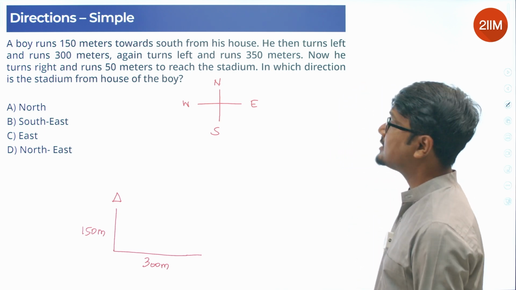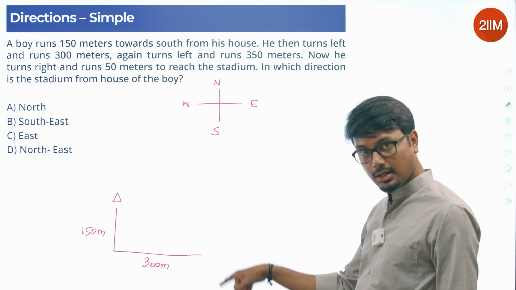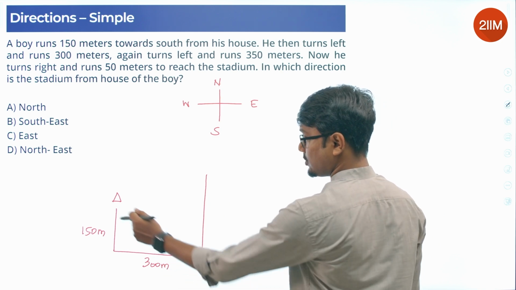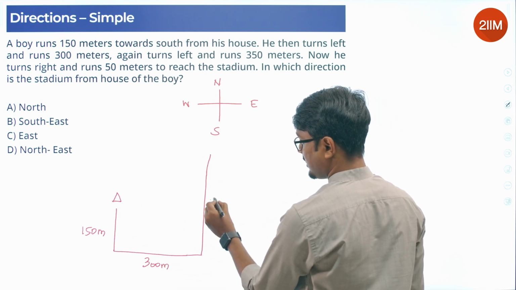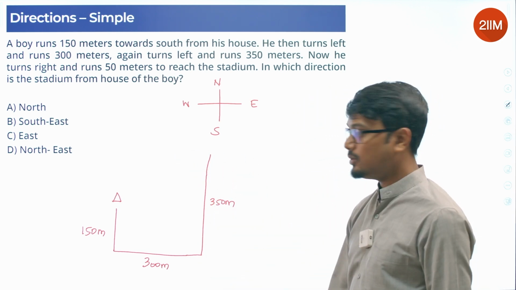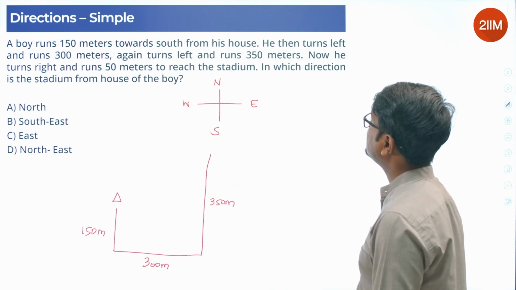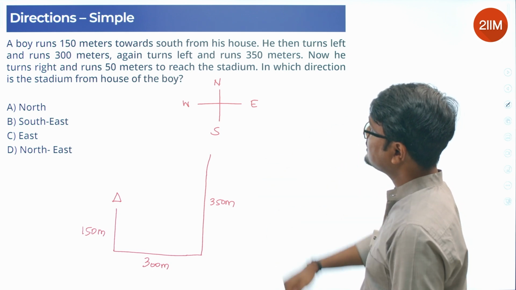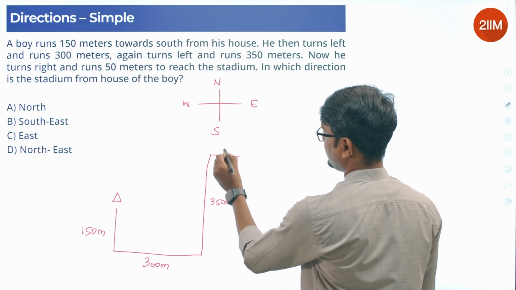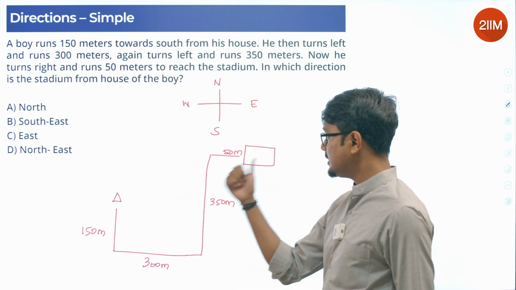Again he turns left. So this will be left, this will be right. Left in the sense he is turning towards north, running for 350 meters. This is 150, a little above, so it should be 350 meters. Then technically west will be left, east will be right. Now he turns right, this way, and runs for approximately 50 meters, reaching the stadium. So this is the stadium. Home is here, stadium is here.